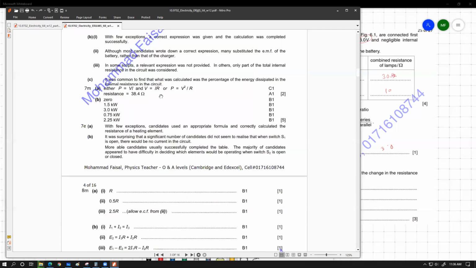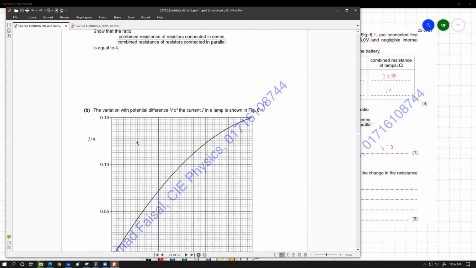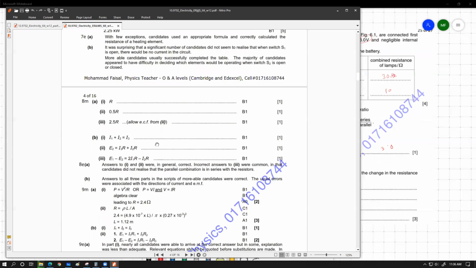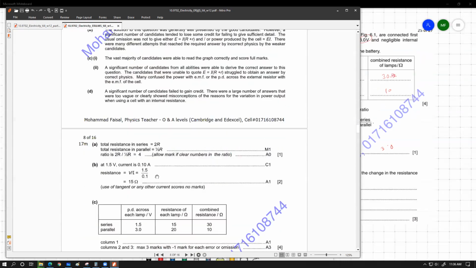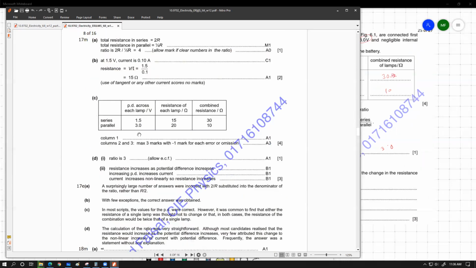To make better sense, I'm going to have a look at the mark scheme and I'm going to try to explain the mark scheme in the examination part of this question as well. So if we have a look at question number 17, here we are. We have these numbers filled up and then this is the answer: resistance increases as potential difference increases. Increasing PD increases current. Current increases non-linearly, so resistance increases. So they only use the term non-linearly.